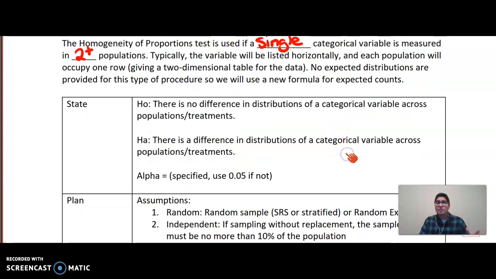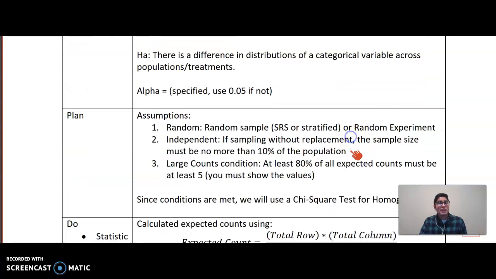Again, alpha is 0.05 unless otherwise specified, and our assumptions do not change. We still want a random sample, typically a simple random sample observational study, or a stratified sample, because again, we're looking at the different categories in these various populations, or a randomized experiment. They are independent if our sample size is no more than 10% of the population. And again, this 10% condition only needs to be checked when doing random sampling without replacement. If you're doing a random experiment, then of course your results will be independent of one another since they are receiving different treatments. And then lastly, our large counts condition that at least 80% of all the expected counts in the data must be at least 5.